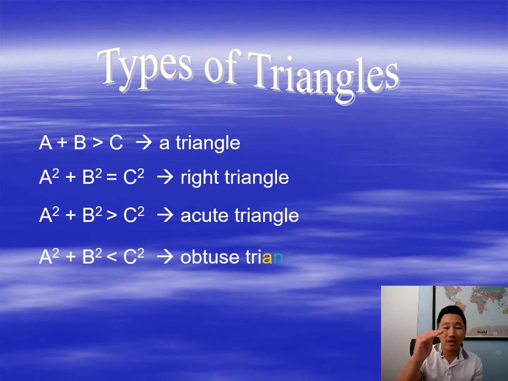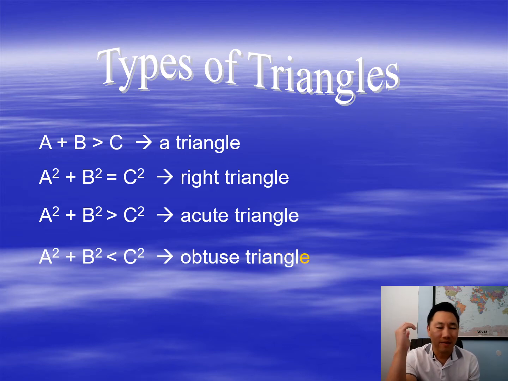So the first one, if you notice, there aren't any squares in it. It's just A plus B, and that has to be bigger than C. That's the first thing you check, just to see if there is a triangle or not. If that checks out, then we figure out what type of triangle using the next three. Let's do an example.